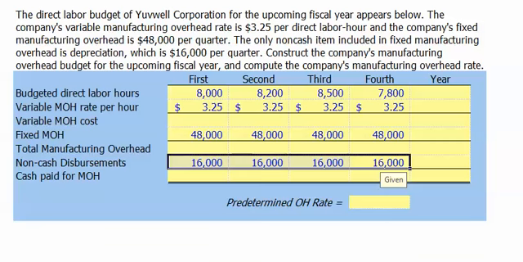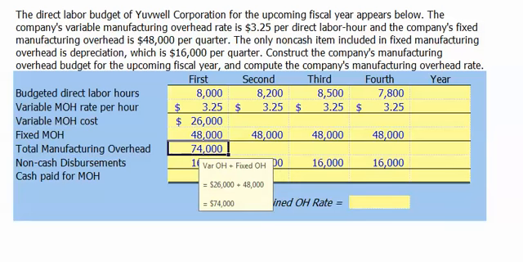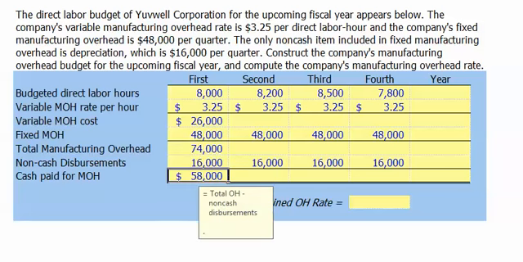Let's begin by calculating our variable manufacturing overhead cost for the first quarter. That will be $26,000. That's our 8,000 direct labor hours times $3.25 per direct labor hour. When we add to that our fixed manufacturing overhead of $48,000, we get total manufacturing overhead of $74,000. Since $16,000 of that is a non-cash expenditure for depreciation, our total cash disbursements are $58,000.